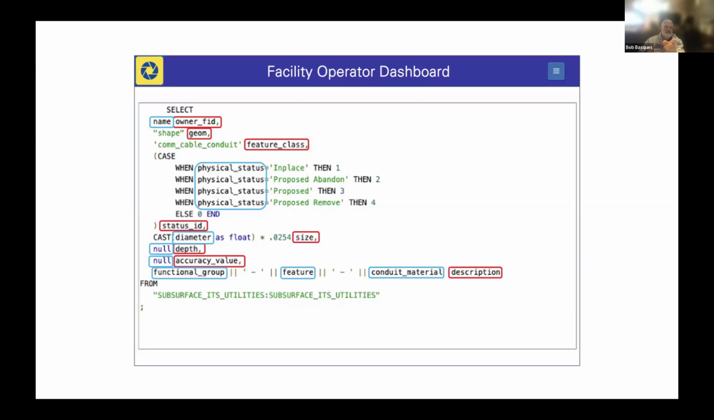So if the physical status is equal to in place, it sets it to 1, since we're using the numbering system inside of FuzionView to handle that kind of thing. By using this kind of select statement process, we can push different things from the source service into the FuzionView engine. And this particular SQL statement is applied whenever a ticket is pushed through the system.